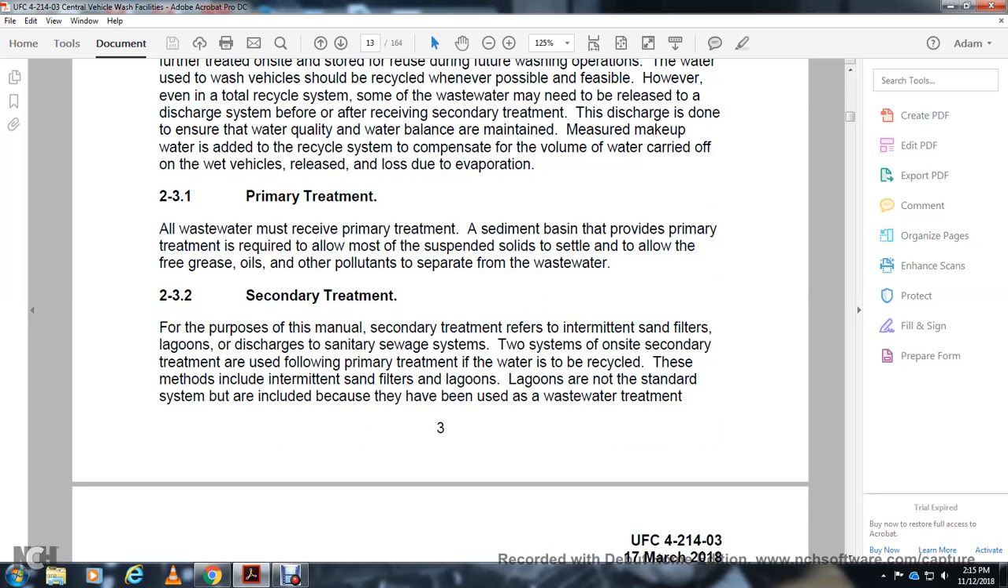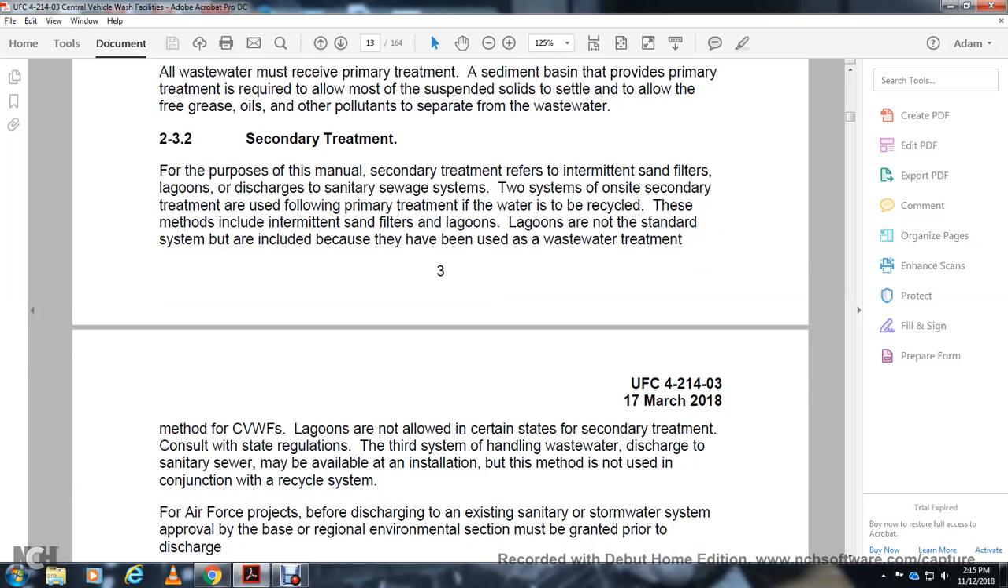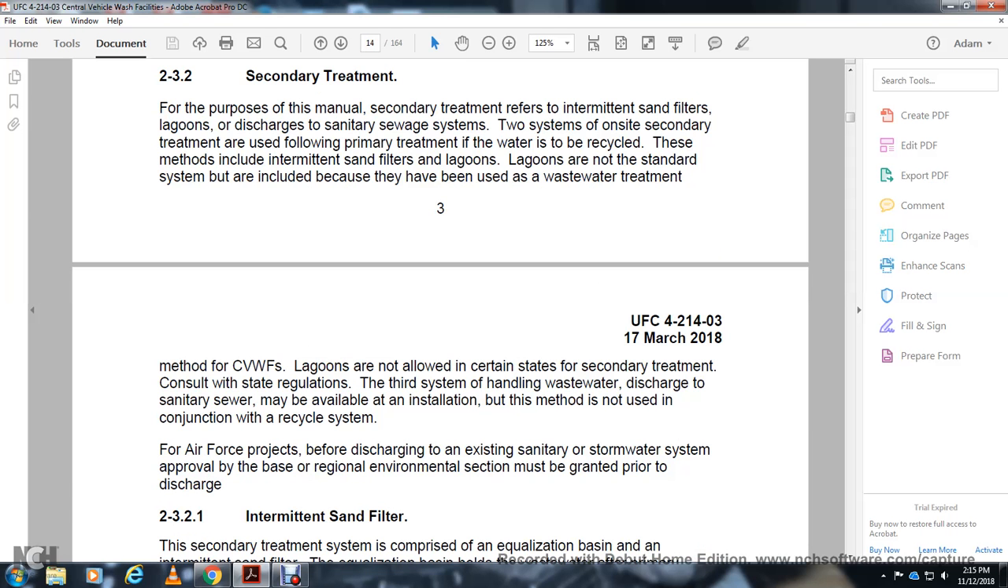2-3-2 Secondary treatment. For the purpose of secondary treatment, options are the intermittent sand filter, the lagoon, or discharge to the sanitary sewage system or a system on site. Secondary treatment follows the primary treatment of the water that is to be recycled. These methods include intermittent sand filters; lagoons are not standard systems, because they have not been used for wastewater treatment. Remember that for central vehicle washing systems, lagoons are not allowed in certain states for secondary treatment, due to state regulation of the sewer system and the handling of wastewater discharge.